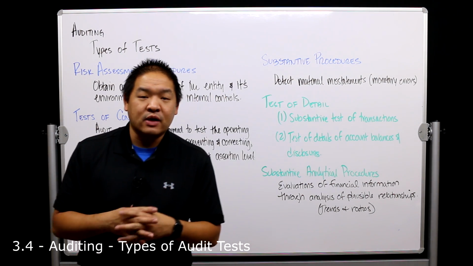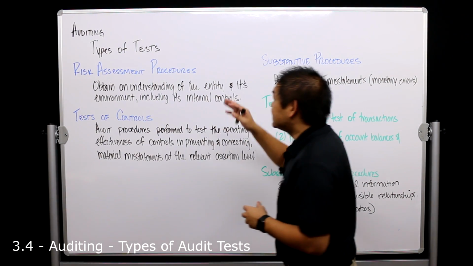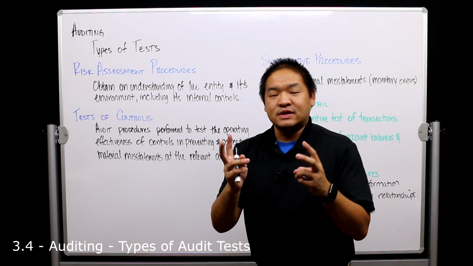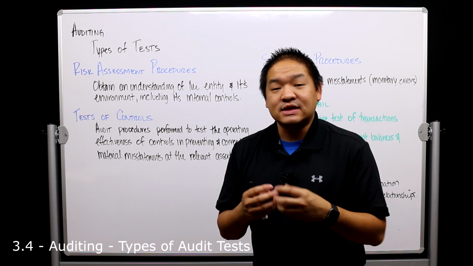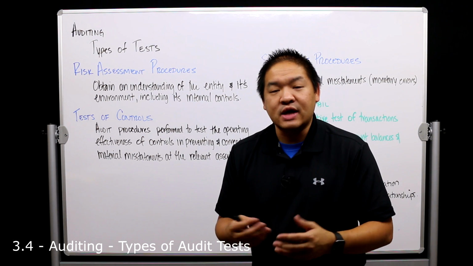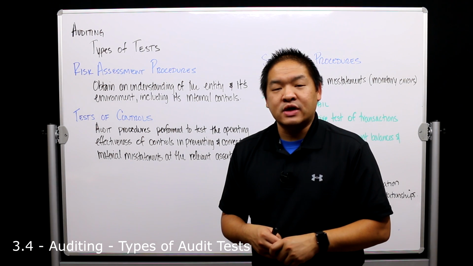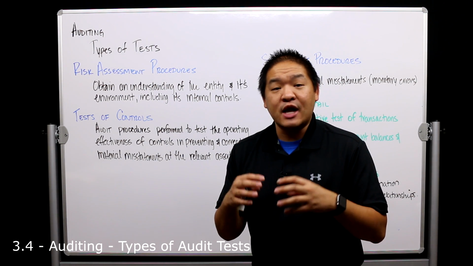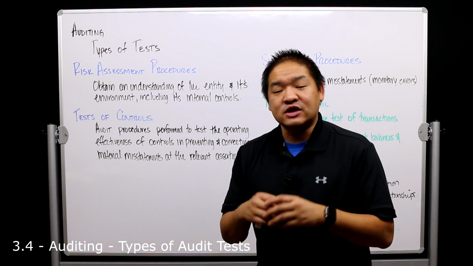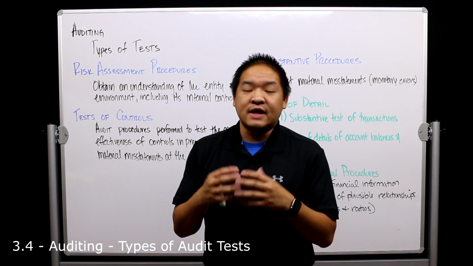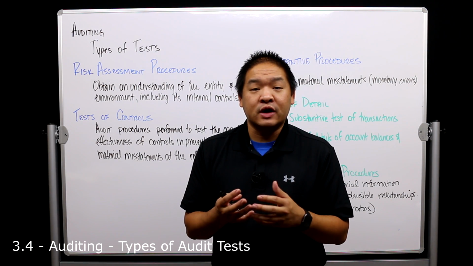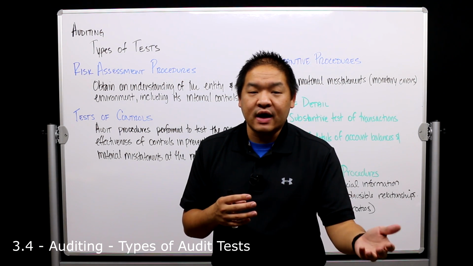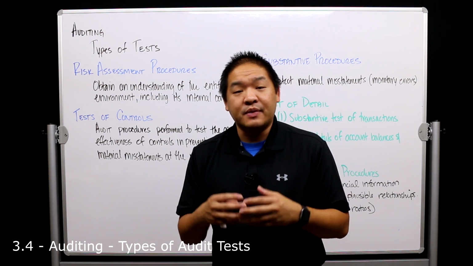So the first test that we're going to be talking about here is the risk assessment procedures. Now, these are not necessarily tests, but they are a type of procedures that auditors perform in order to understand how the company works, how the entity works, how management works. It gives us an overall picture of the entity itself, which is important. If we're going to do an audit of a company, we better know how that company works.